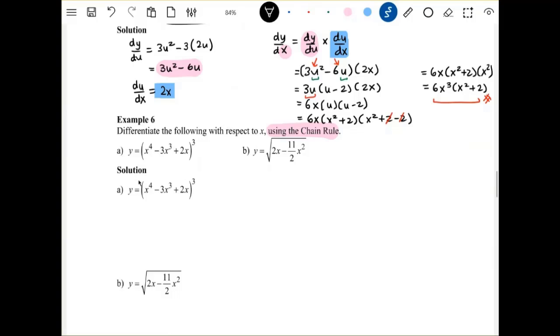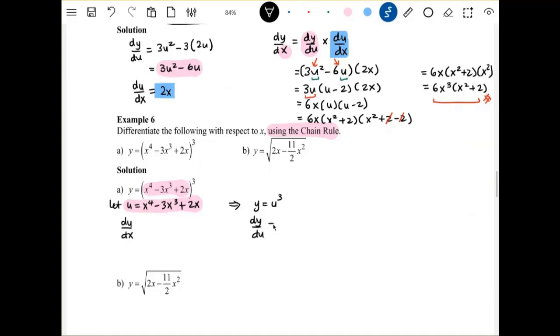We will let the inner part be u. Okay, so we let u equal to x⁴ minus 3x³ plus 2x. So when we have let the inner part be u, automatically we know y will equal u³. Okay, so now we need to find du over dx and then dy over du.